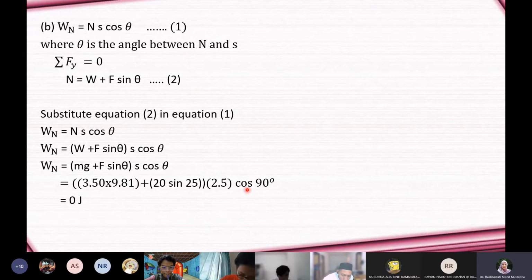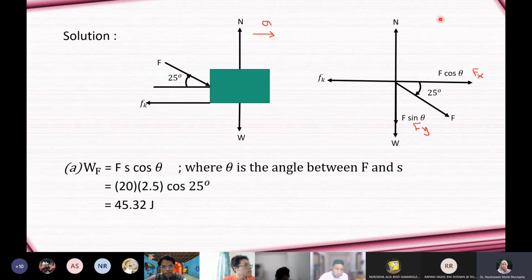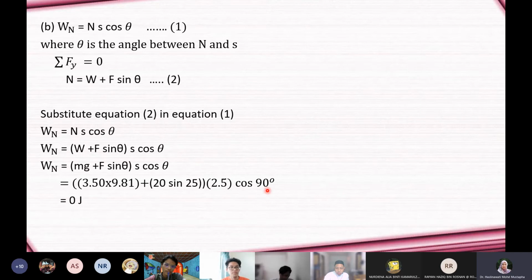Okay, tengok theta dekat sini. Theta di sini adalah N dengan S. Okay, betul lah 90 darjah. Okay, N dengan S. Sebabnya, kita tengok balik. N ke atas macam ni. So, S ke kanan macam ni. So, dia adalah sudut 90 darjah. That's why we substitute theta with 90 degree. So, you can get 0 joule.